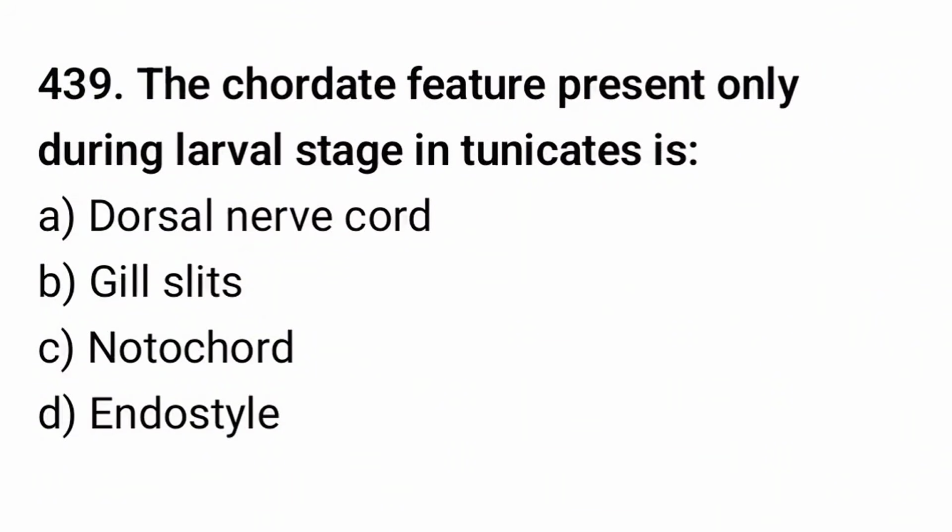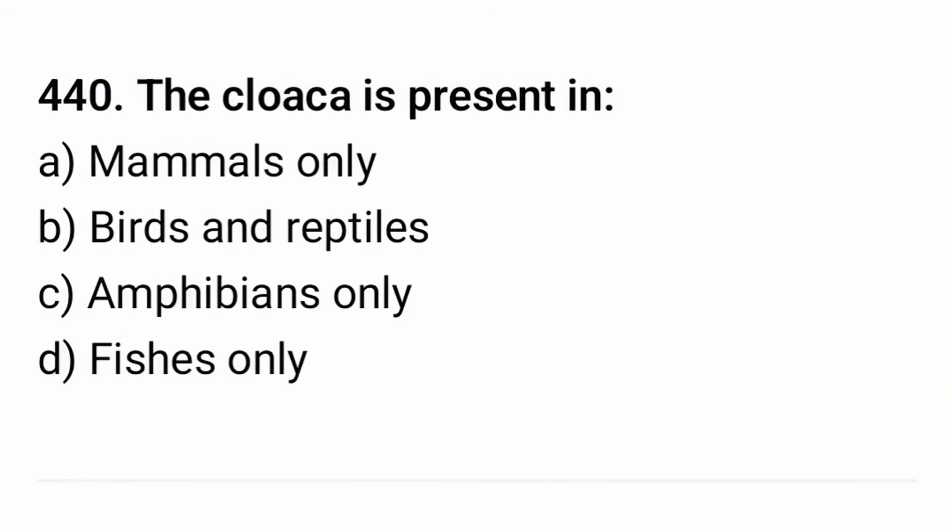Question 439. The chordate feature present only during larval stage in tunicates is. Right answer is option C, notochord. Question 440. The cloaca is present in. Right answer is option B, birds and reptiles.